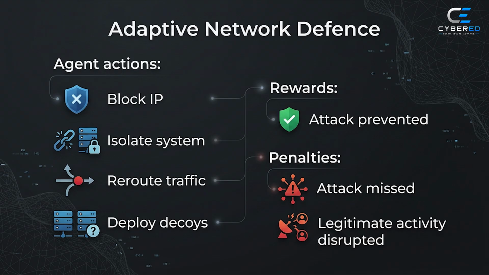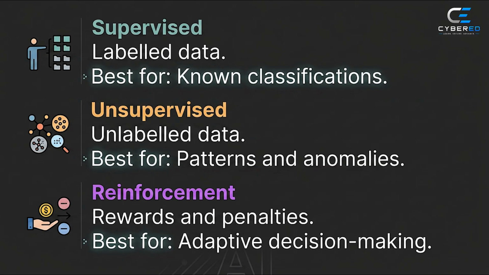If it blocks legitimate activity or misses an attack, it receives a penalty. Over time, it learns which defensive actions work best. This comparison is extremely important for the exam. Supervised learning uses labeled data and is useful when we know what categories we're looking for. Unsupervised learning uses unlabeled data and is useful for discovering patterns or unknown anomalies. Reinforcement learning uses rewards and penalties and is useful for adaptive decision-making.